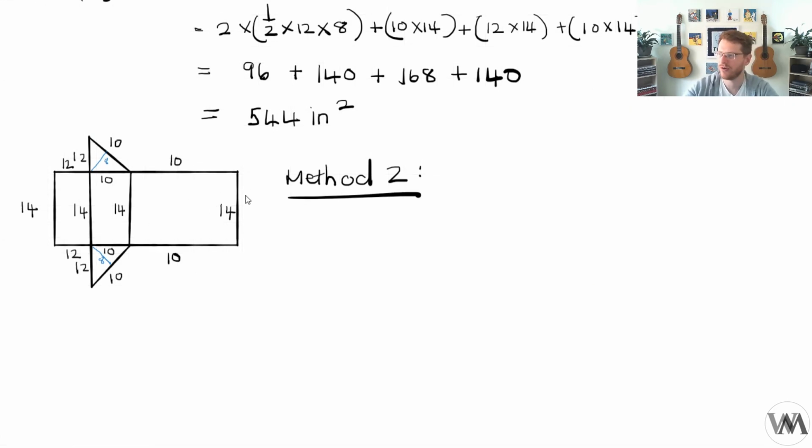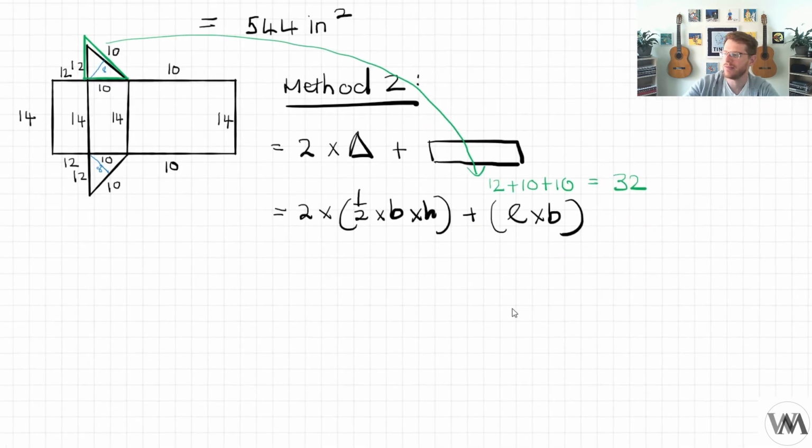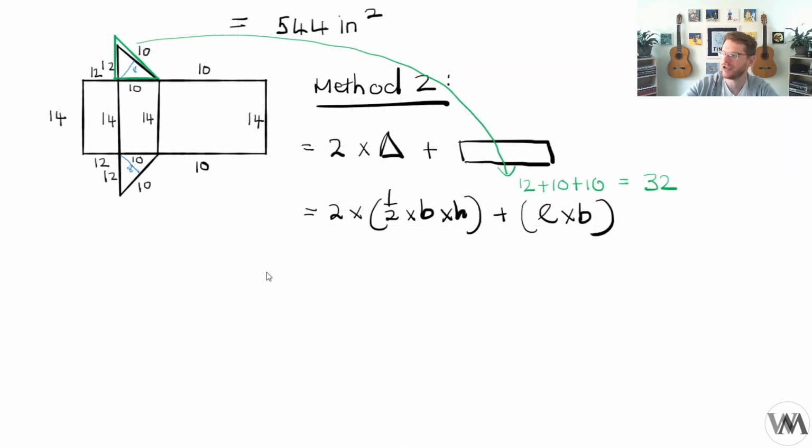Next I'm going to write down my formula, and my length is dependent on this triangle right here. So I'm going to do that just first here at the top. I'm going to say, okay, that's 12 plus 10 plus 10. The perimeter there will give me 32. And now I can go ahead and plug in all the rest of the information.